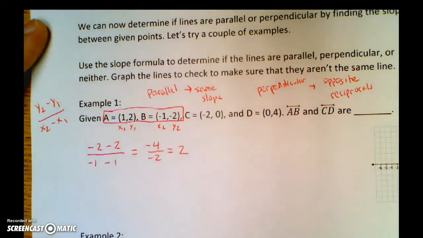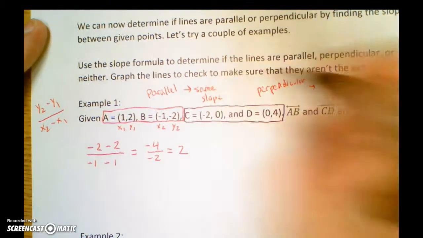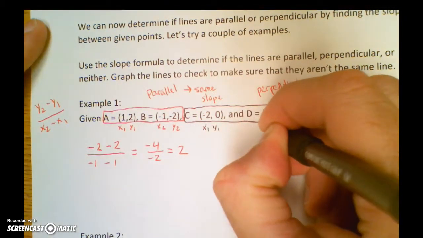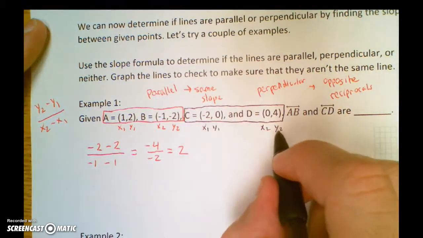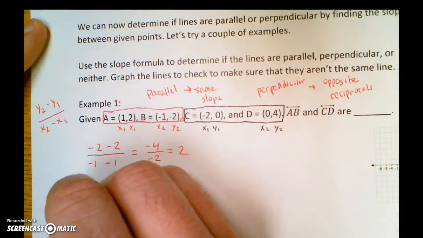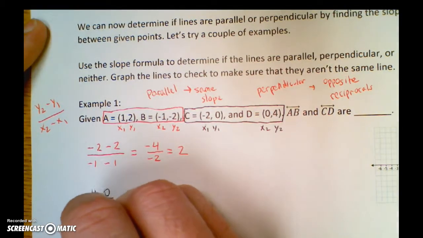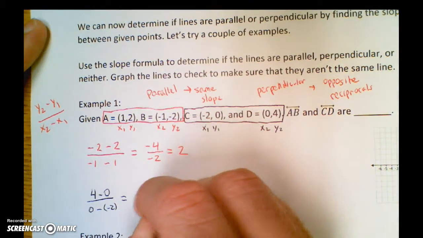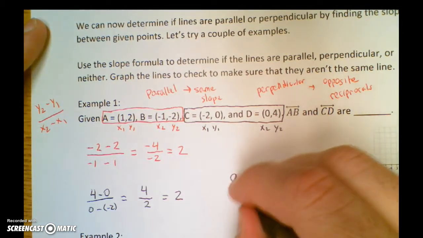Now let's do it again with the other points, and I'm going to use a different color so I can separate. C and D, same idea, x1, y1, x2, y2. Let's take my values. y2 minus y1 is 4 minus 0 over 0 minus -2. So it becomes 4 over 2, which turns into 2. So based on them having the same slope, these lines are parallel.